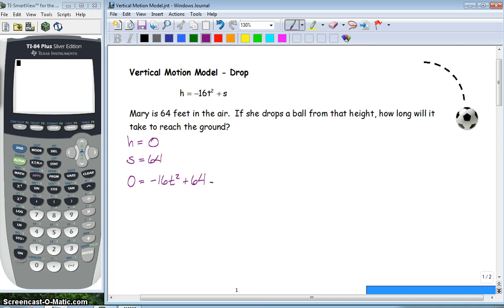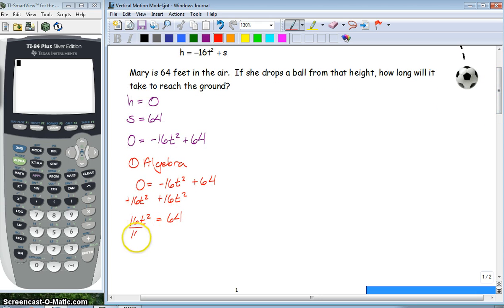Now we're at the point where there's 3 different ways we could solve this. Way number 1 is we could just use algebra to solve it. So if I rewrite the equation right here, what I'm going to do is isolate the t squared. So I'm going to move 16t squared to the other side. I'll add it to both sides. Positive 16t squared equals 64. Divide both sides by 16.